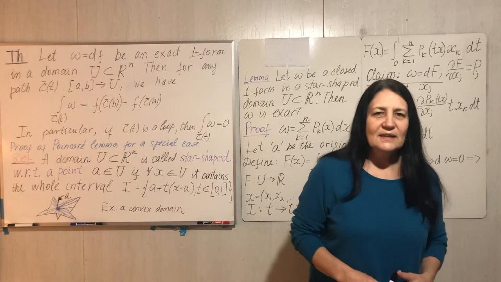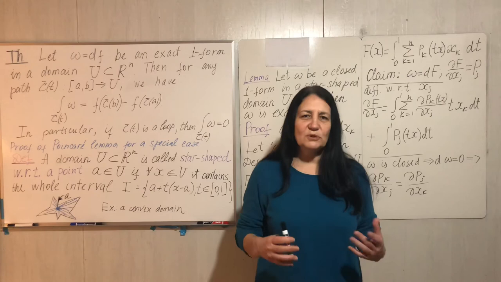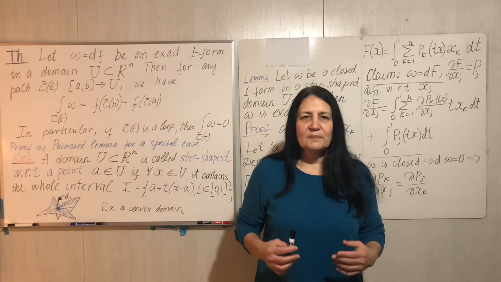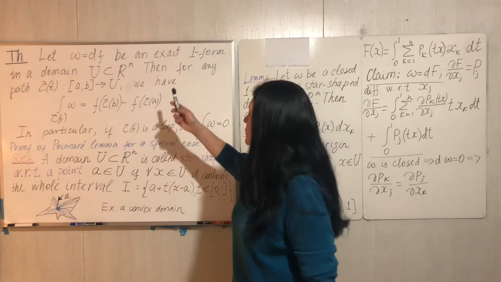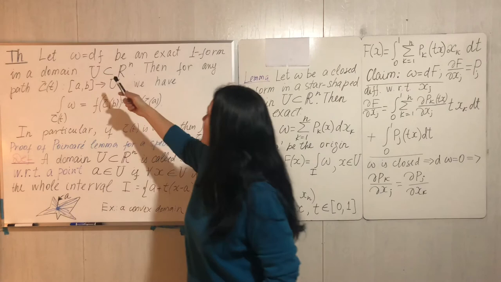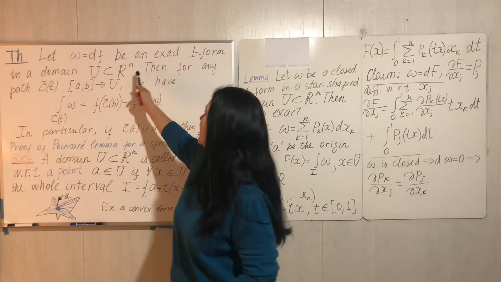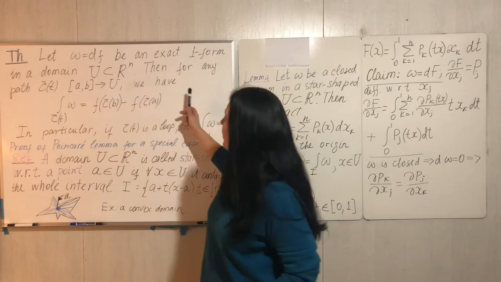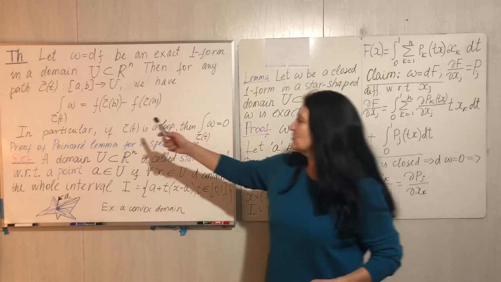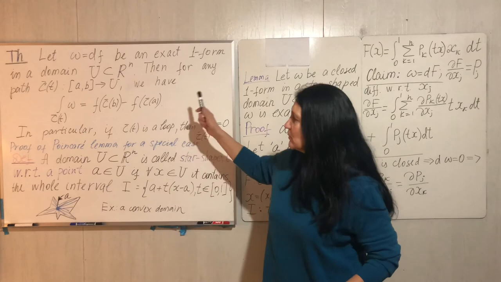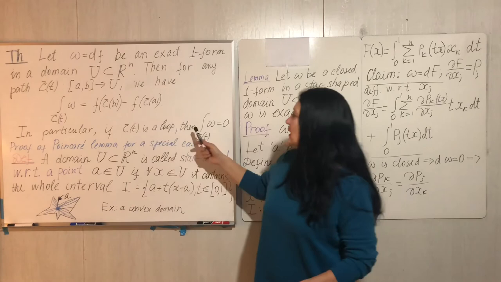I want to prove Poincaré's lemma for one special case, but before doing this, I just want to summarize the theorem that we discussed about integrals of exact forms. We proved today the theorem that, let omega be an exact one form in some domain in Rn, then for any path c of t, the integral of omega is path independent, right? So it will be the difference in the initial and terminal points, and in particular, if we have a loop, then the integral equals zero for an exact form. I just wanted to summarize it.